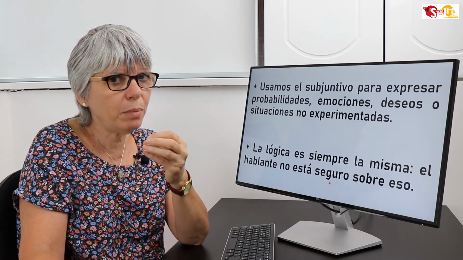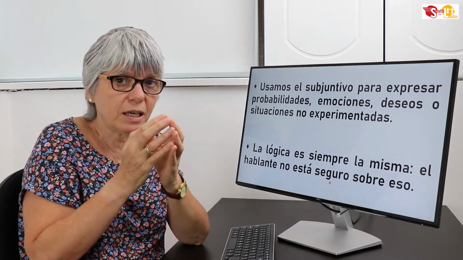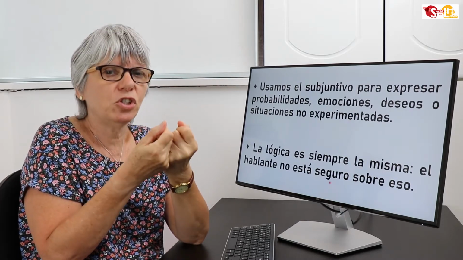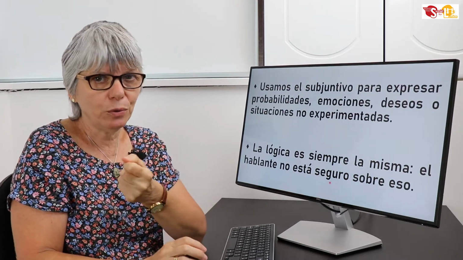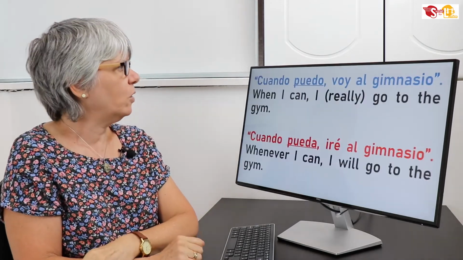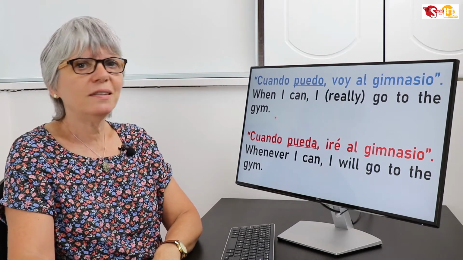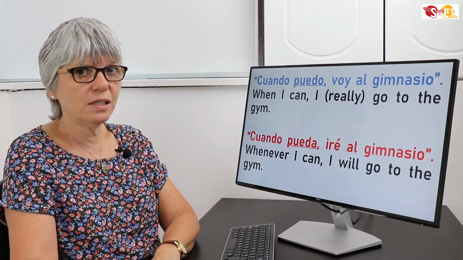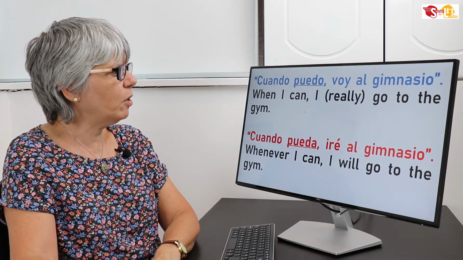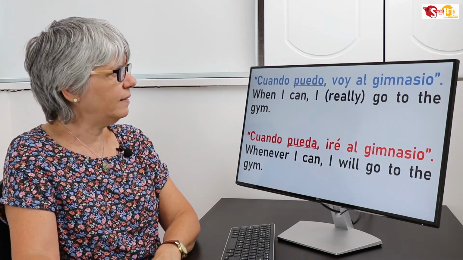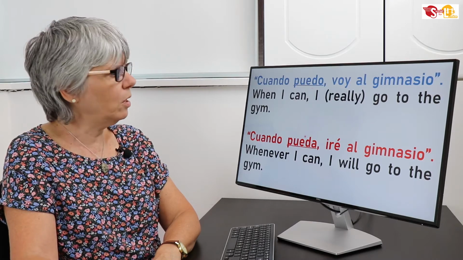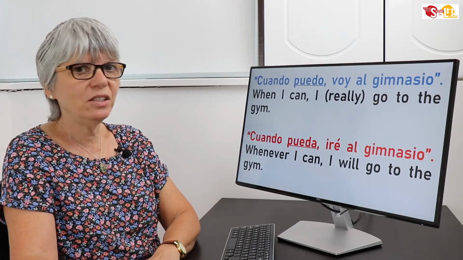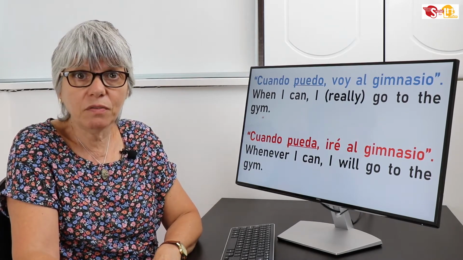So that's a very important point. When the speaker, el hablante, is not sure about what he or she is saying, they use the subjunctive. Okay, so let's consider these two sentences. Notice that in my example, the blue and the red sentences are identical except for the verbal form. This is an indicative form, puedo. This is a subjunctive form, pueda. But the sentences are identical. But I'm saying something different.